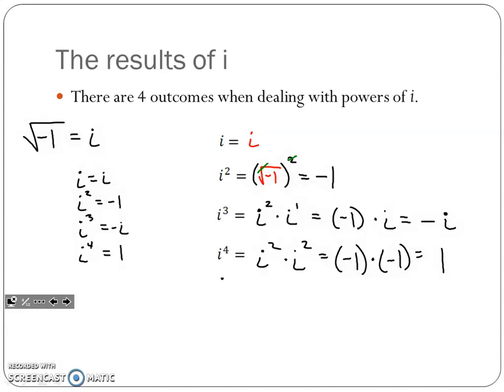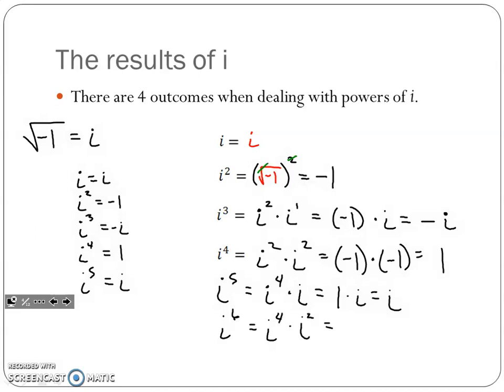Well, what about i to the 5th? i to the 5th would be the same thing as i to the 4th times i, and we just found out that i to the 4th is 1. So i to the 5th is really 1 times i. What's 1 times i? That's just an i. So i to the 5th is i. What about i to the 6th? That'd be an i to the 4th times an i squared. We know that i to the 4th is 1, and we know that i squared is -1. That means that i to the 6th is -1.